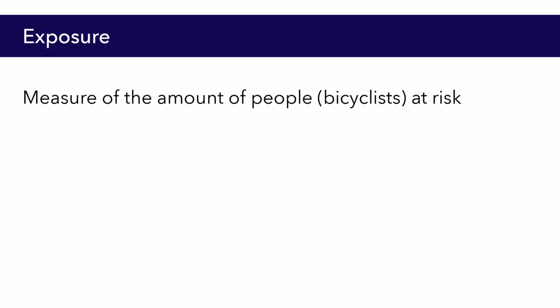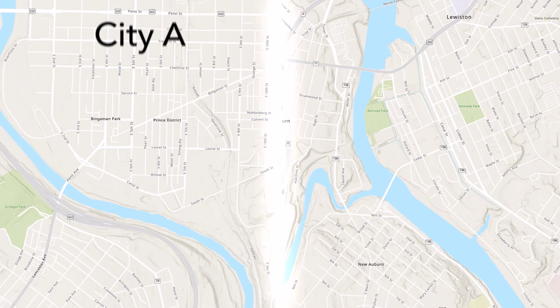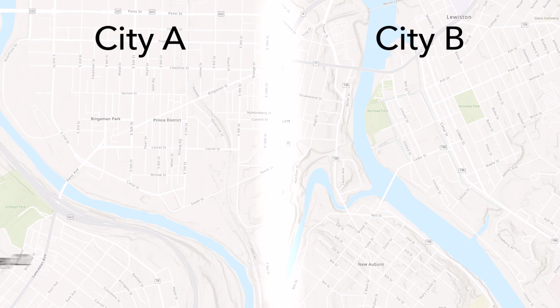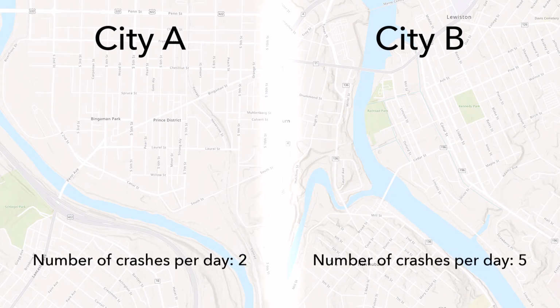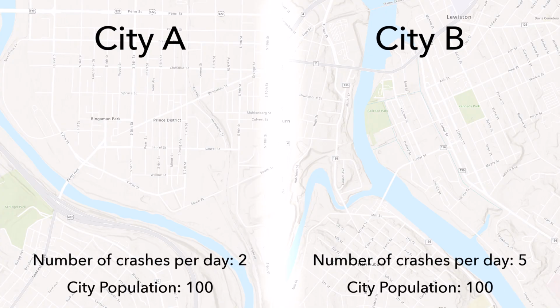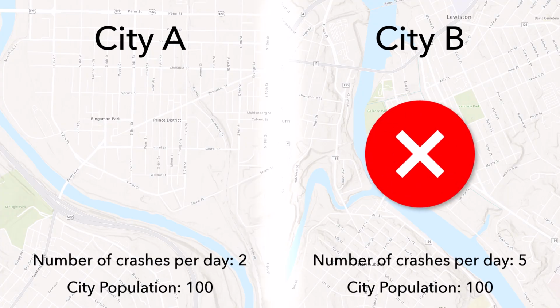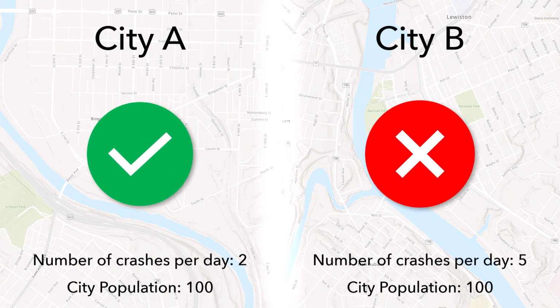So you could have two cities, city A and city B, and you could have two bicyclists crash per day. Or in City B, you can have 5 bicyclists crash per day, and the population levels could be the same. And so you might say, oh, well, City B is less safe. City A is winning in this case because it's only had 2 crashes and the population is the same.